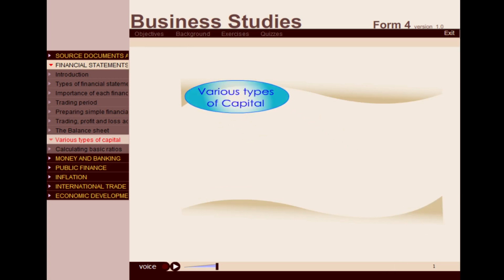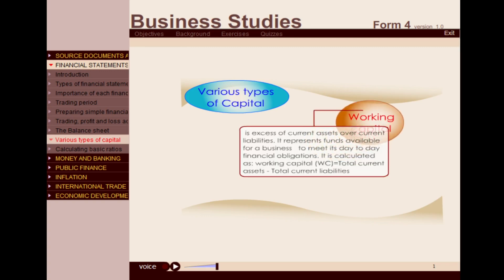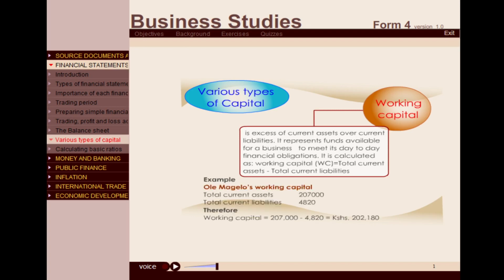Various types of capital. Working capital is the excess of current assets over current liabilities. It represents funds available for a business to meet its day-to-day financial obligations. It is calculated as working capital is equal to total current assets minus total current liabilities.